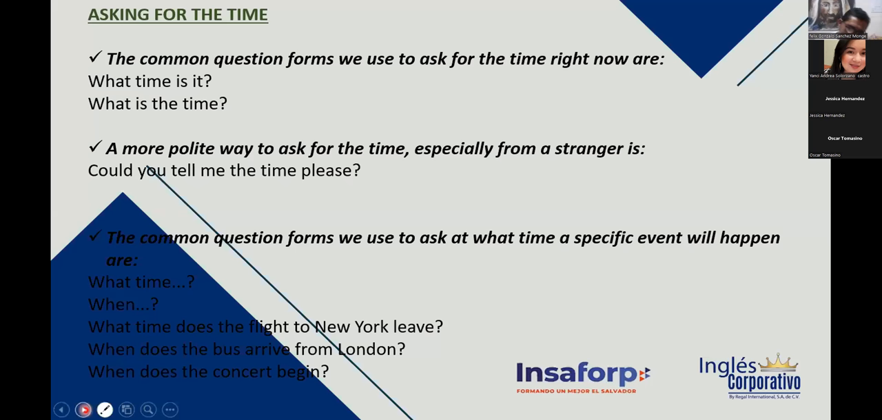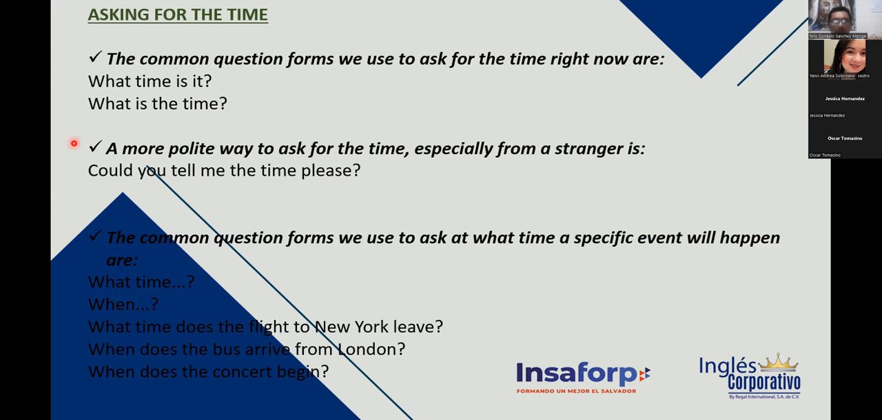So let me go ahead and start this presentation so you can have an idea of what I'm talking about. In this case, we have this information here, and when asking for time, we have some questions that are very, very important that you know. For example, the two common forms, las formas más comunes, that we use to ask the time. We can say either what time is it or what is the time? Either or, cualquiera de las dos. So both of them are correct.